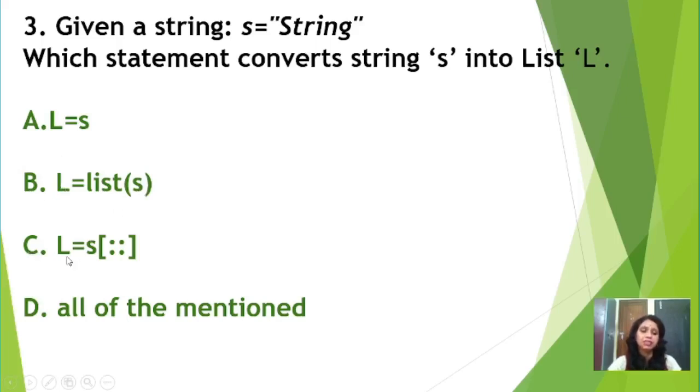And option C says L equal to S, double colon is here. Actually this is the concept of string slicing, or slicing concept. And D says all of them, no. So your option is option B, that is list method is used to convert, here it is a string, that is one argument, so string into list, right? So let us do the question practically.